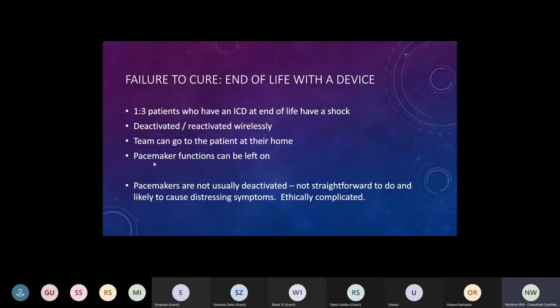And we can deactivate the ICD without switching off the pacemaker. So it can carry on working as a pacemaker and just have the shocks switched off.